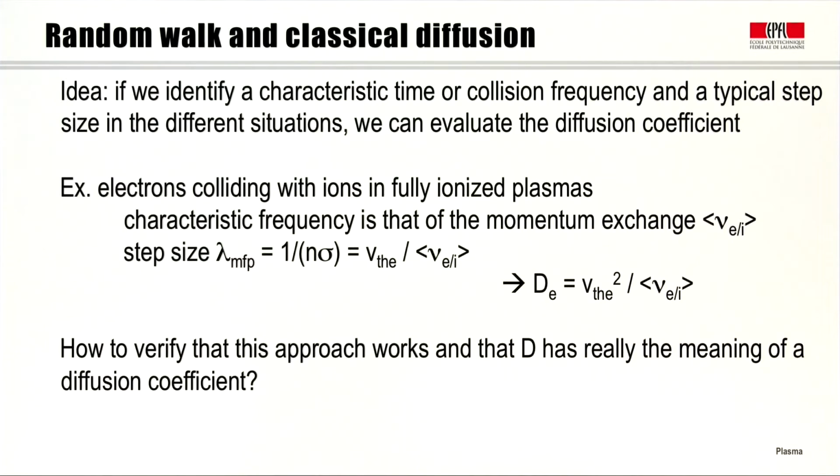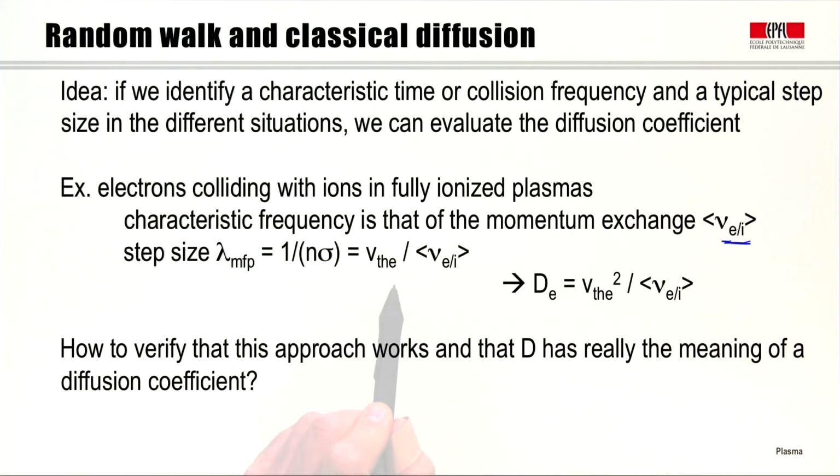For example, if we take electrons that are colliding with ions in a fully ionized plasma, we can say the characteristic frequency is the momentum exchange, nu_EI, as you have seen in previous parts of the course. I remind you that in this case the average symbol indicates an average over the Maxwellian distributions in the plasma. And we have a step size that corresponds to the mean free path for such collisions. Mean free path is always 1 over the density of the targets times the cross section for that process.